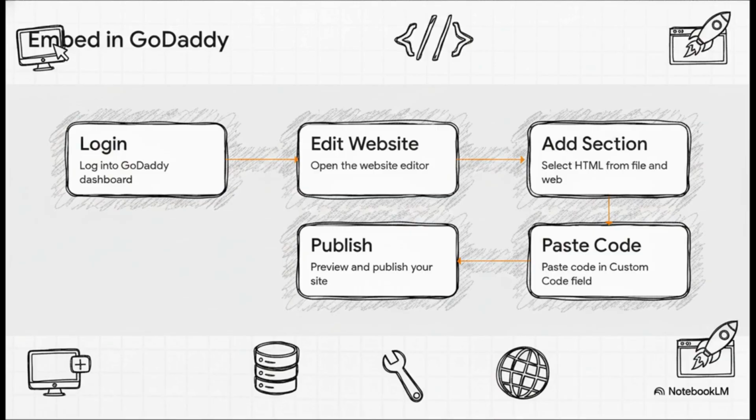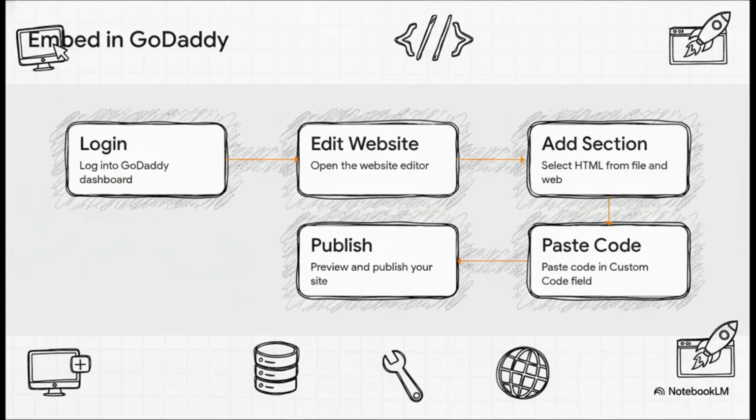From your central hub, look over to the left navigation menu, click on Website, and then click the Edit Website button on the right side. That's going to launch your visual editor. Scroll down your page to the exact spot where you want your brand new lead capture form to live and click Add section. A panel will slide open, and you're going to look for the File and Web element. Click that, select HTML, and click Add.